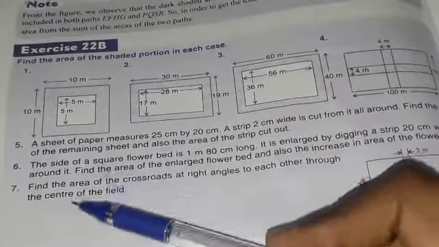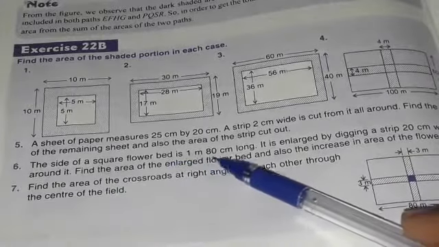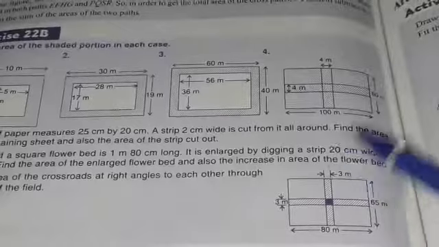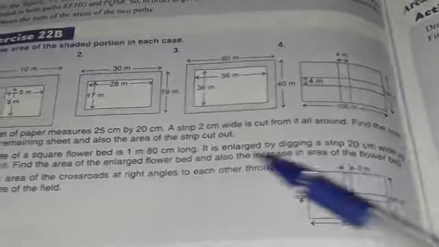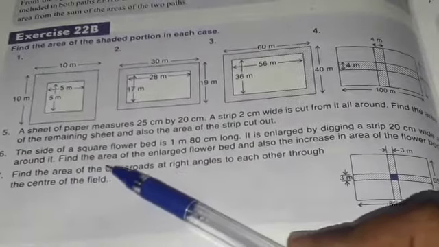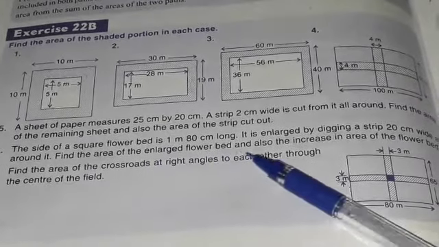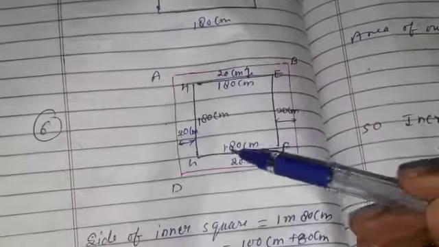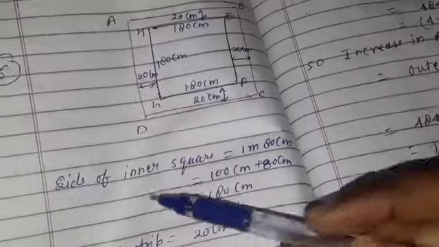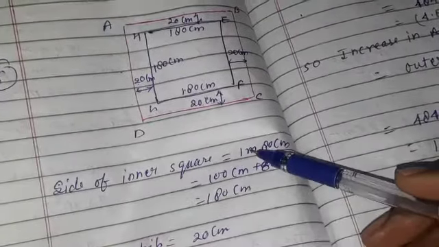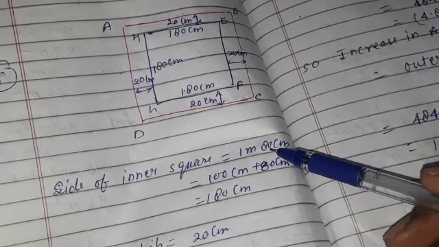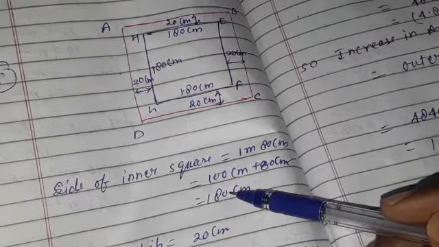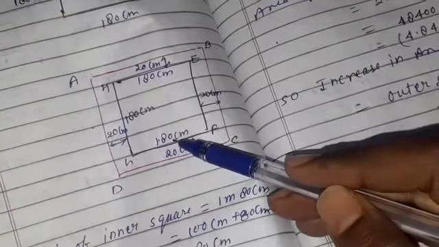Now class, question number 6. The side of a square flower bed is 1 meter 80 centimeter long. It is enlarged by digging a strip 20 centimeter wide all around it. Find the area of the enlarged flower bed and also the increase in area of the flower bed. So class, side of inner square is equal to 1 meter 80 centimeter, which they gave you, meaning 100 centimeter plus 80 centimeter, that is equal to 180 centimeter, which I write here.